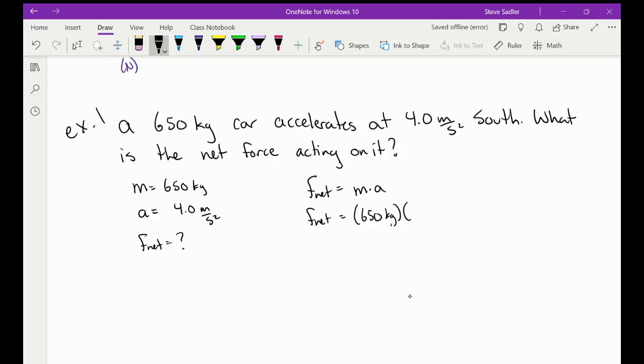650 kilograms multiplied by 4.0 meters per second squared. And we get, it looks like we are going to get 2,600 newtons. The car is accelerating south. Therefore, our net force is acting in a southern direction. Hopefully that made sense. Okay, let's do another one.